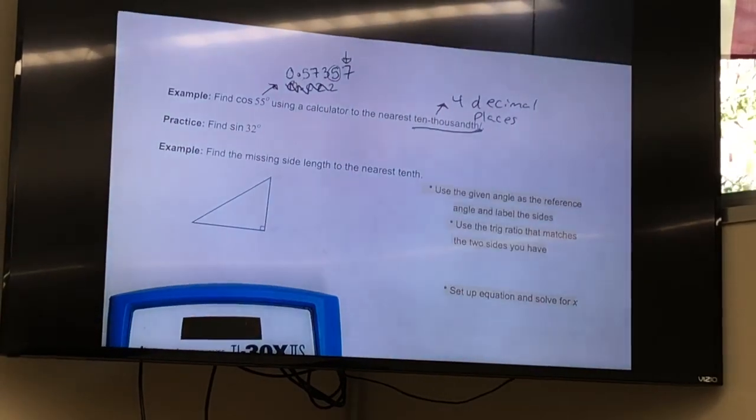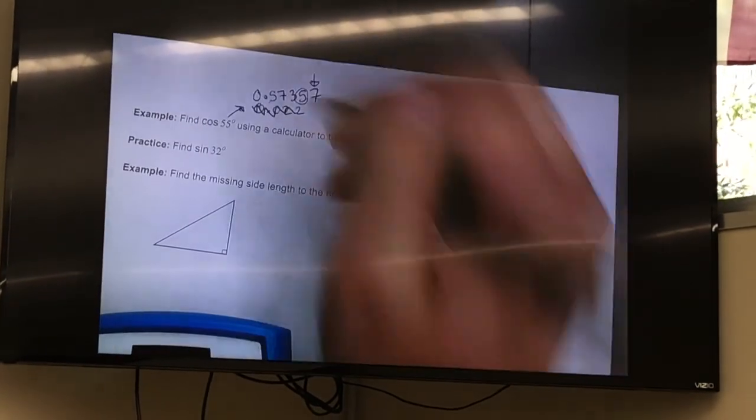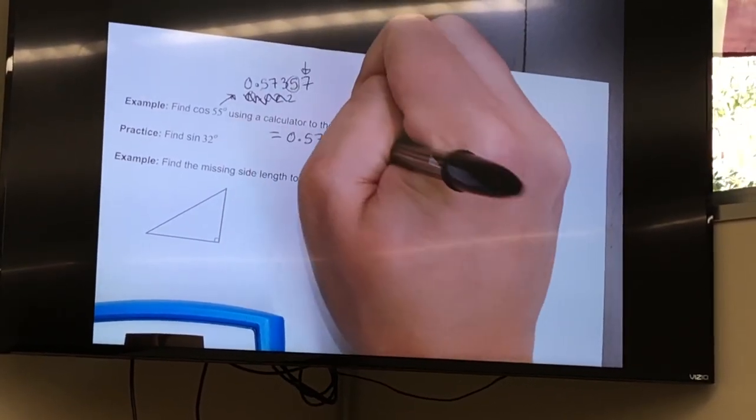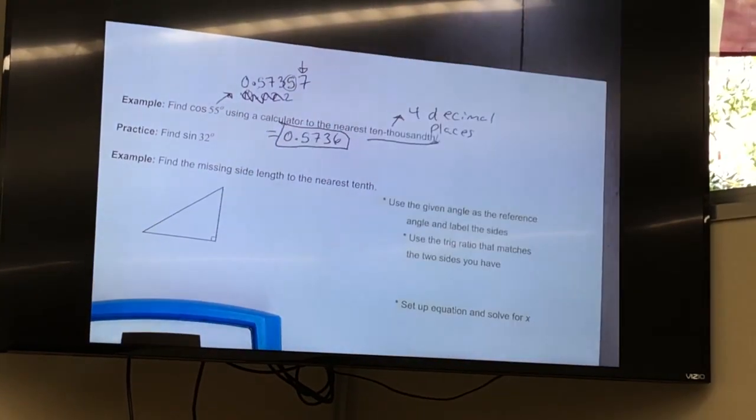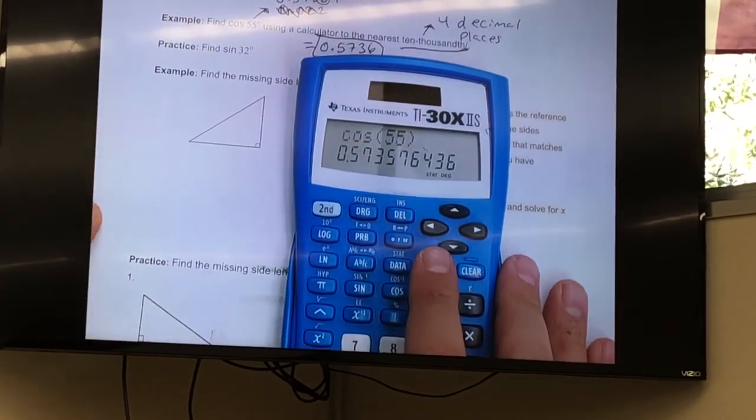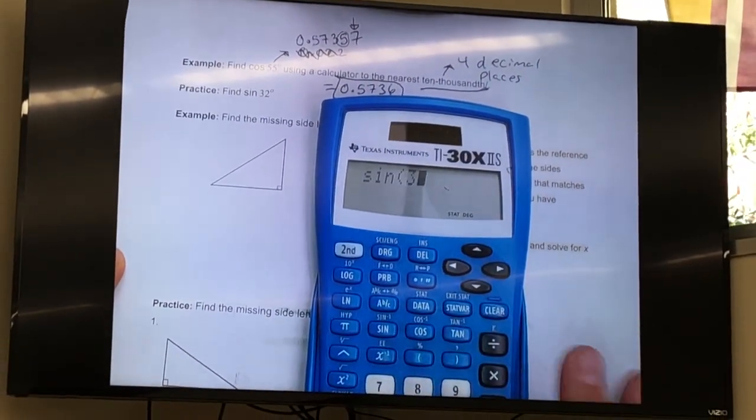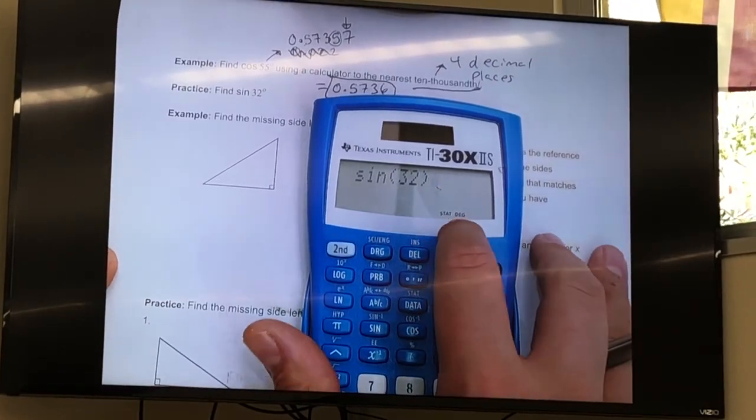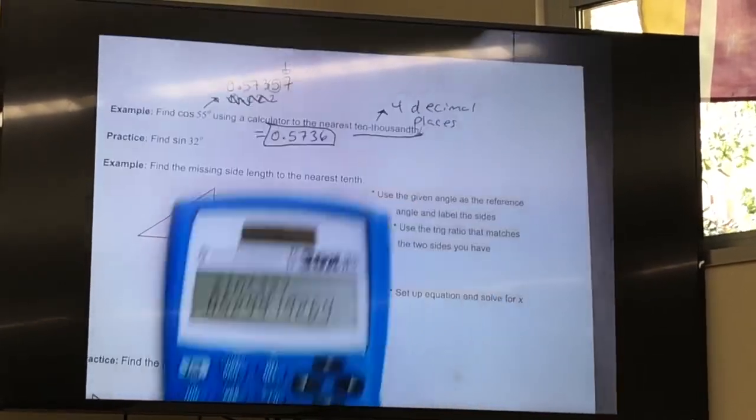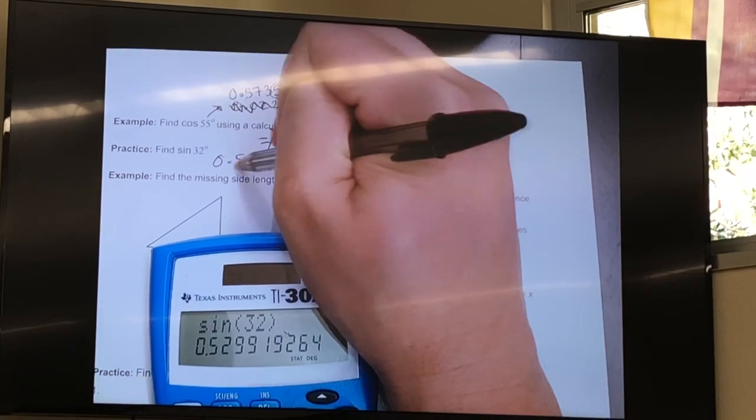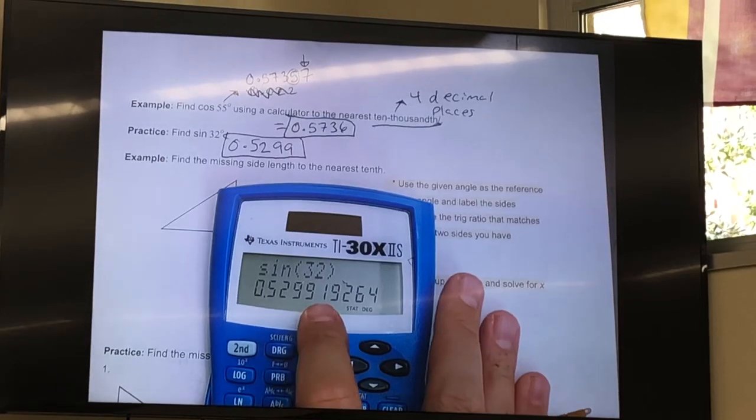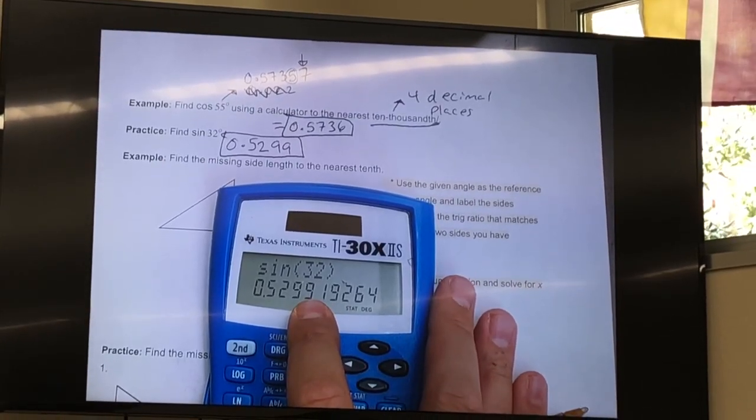This is the number that we are looking at for rounding purposes. So our answer here needs to be 0.573. The 7 makes that become a 6. Okay? Again, we'll do the next practice one with you guys. Sine of 32. Again, I'm double checking to make sure it's on degrees this time. And there we go. So we're going to write down 0.5299. And again, the next number was a 1, so that 9 will stay a 9.